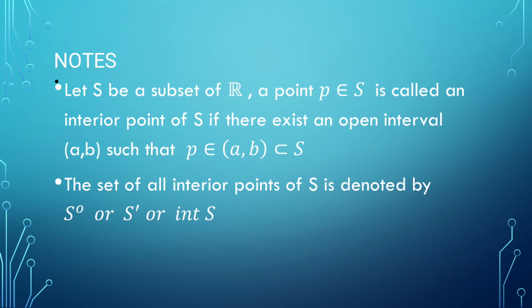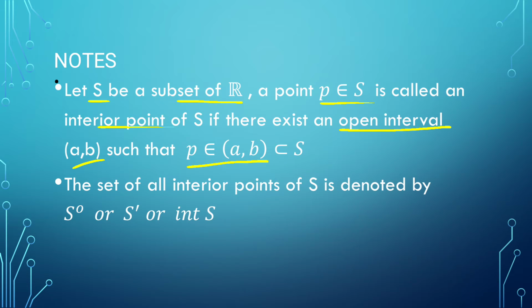We start with its definition. Let S be a subset of the real set. A point P in S is called an interior point of S if there exists an open interval (a, b) such that P is in the open interval, and this interval is a subset of S. So that P is in the interval, and this interval is contained in S.